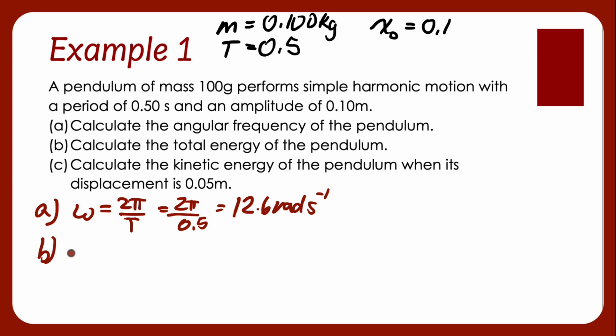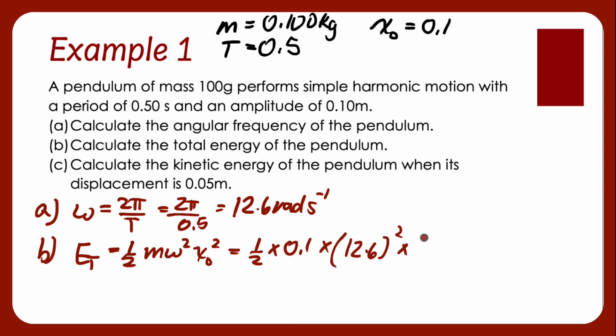For part B, the total energy, so now let's write the equation we just have. It's found in our data booklet. I'll substitute in my numbers. And again, if I pick up my calculator, I'm going to get 0.079 joules.